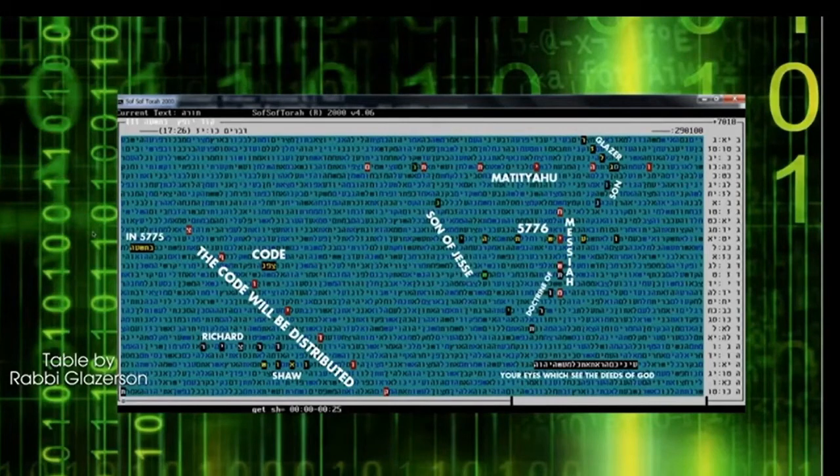It has Glazerson's name in it. His first name is Matityahu. It's in there. Talks about the doctrine of Messiah. And in the plain text, near where this code sequence was found, it says, "your eyes which see the deeds of God." I always thought that was kind of cool.